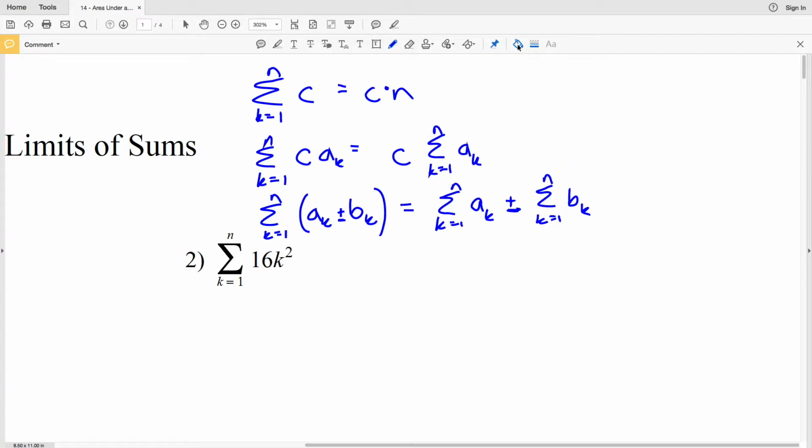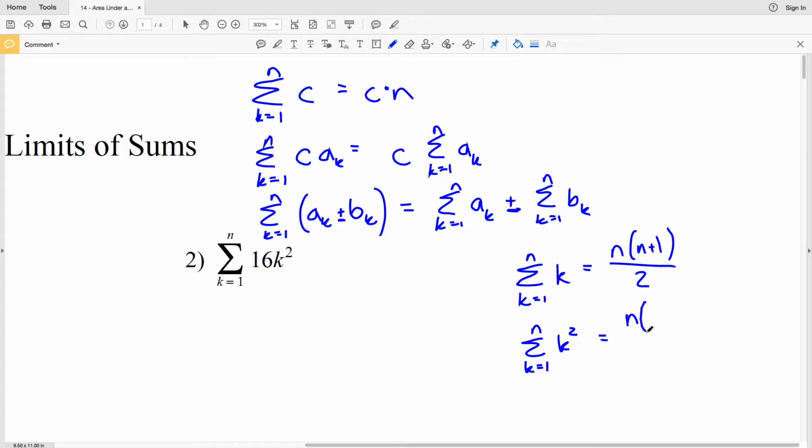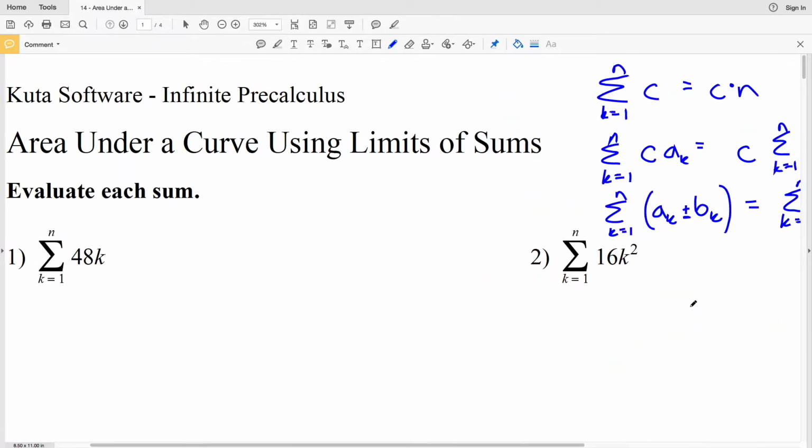Now let's go over the formulas. One formula states that the summation from k equals 1 to n of k, so k to the first, so we're looking at the variable with the degree of 1, is equal to n times n plus 1 all over 2. And the last formula is the summation from k equals 1 to n of k squared, so with a degree of 2. That's going to be equal to n times n plus 1 times 2n plus 1 all over 6. Let's jump into number 1 and start utilizing these rules and formulas.